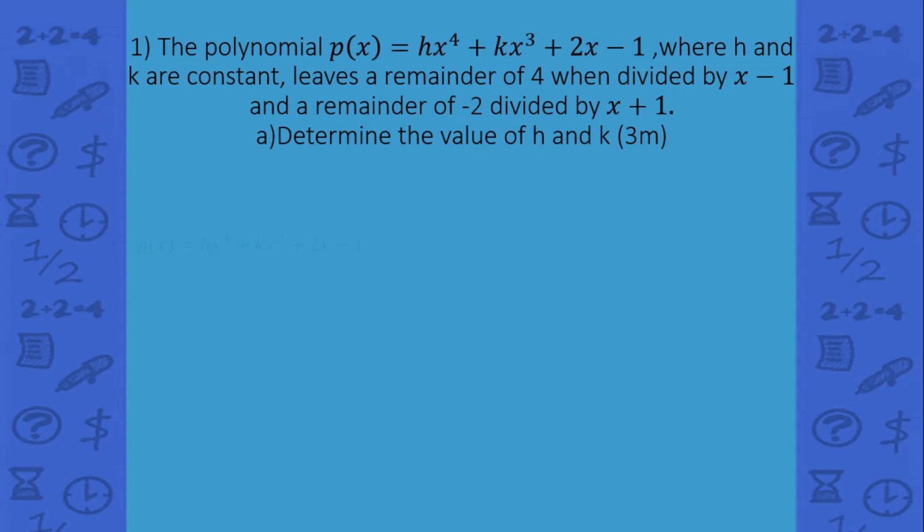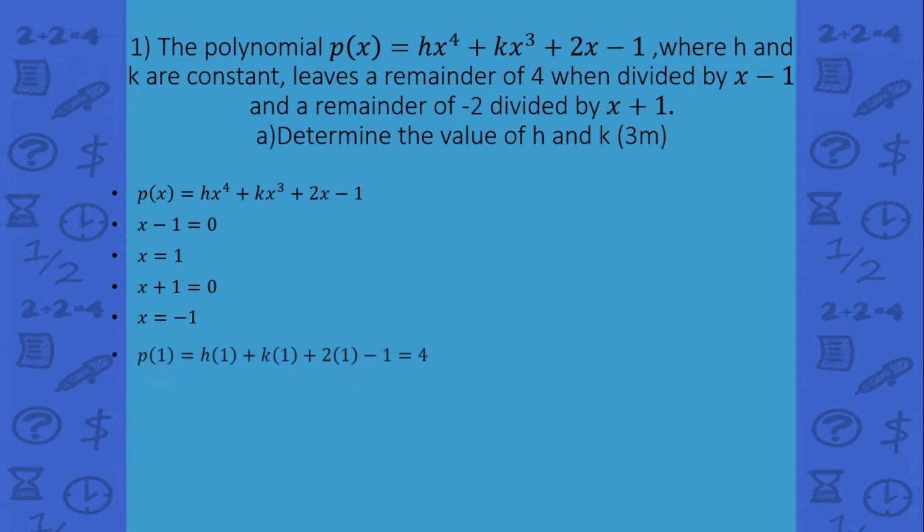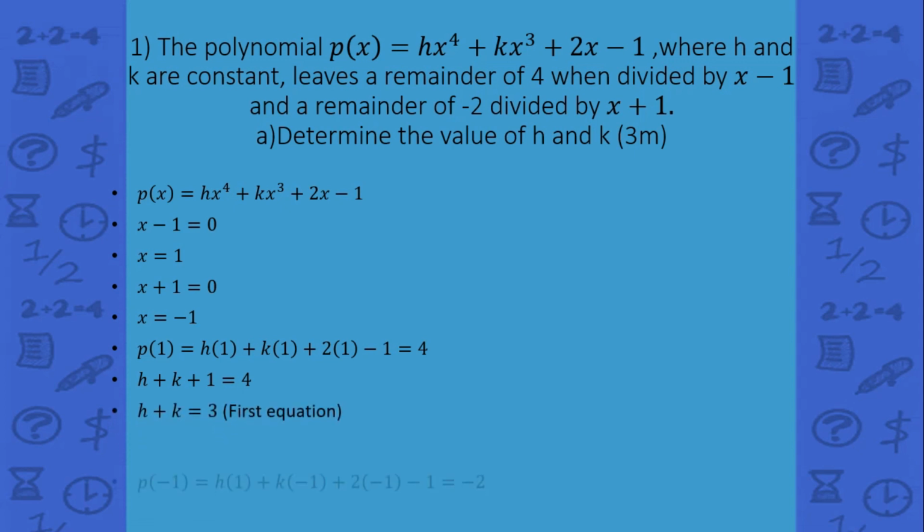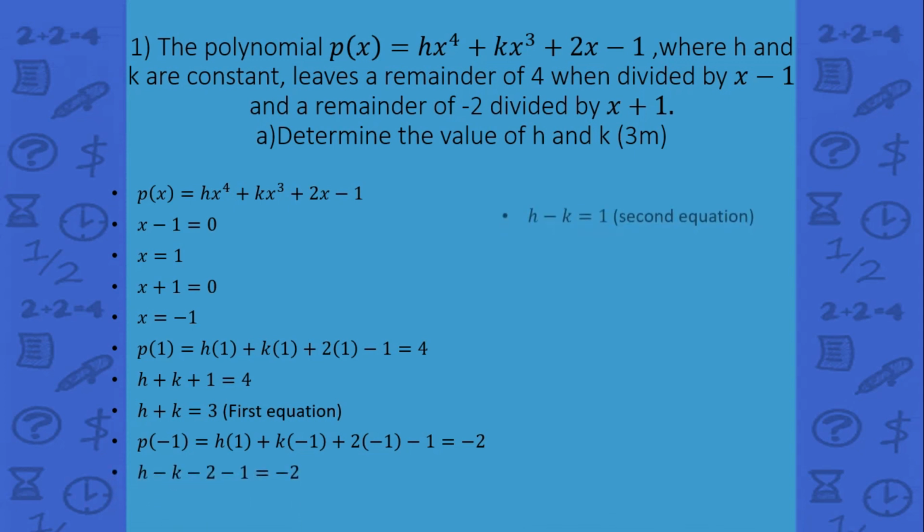When the question gives the remainder, we must know that the divisor must equal 0, so we will get the x values, which are 1 and negative 1. So we rewrite the equation, and we substitute the value of x, which is 1, into the equation. As a result, we produce the first equation. For the next step, do not forget to use the value of x, which is minus 1 that we found earlier, and substitute into the same equation. The new equation will be labeled as equation 2.